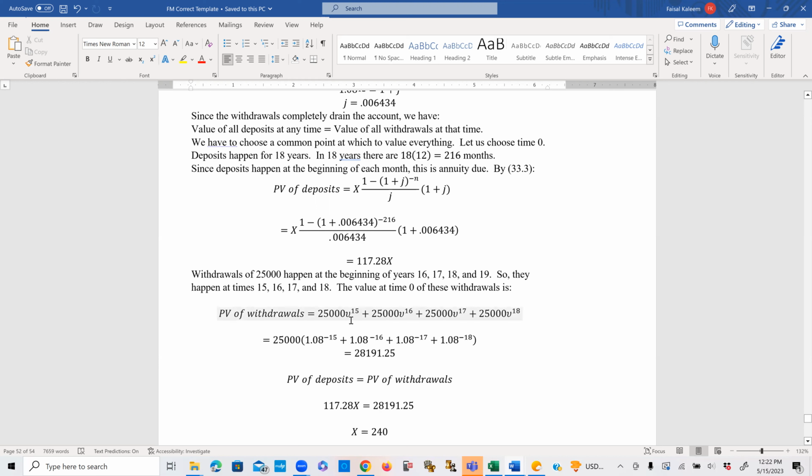So it would be 25,000 times nu to the 15. Similarly, for the second one, we'll pull it 16 years back. It would be 25,000 nu to the 16, and then 25,000 nu to the 17, and then 25,000 nu to the 18. And nu, we know, is (1 plus i) to the power negative 1. In this case, it would be 1.08 to the negative 1, since the interest rate is 8% annual rate. So we can factor out the 25,000 and get 1.08 to the negative 15 plus 1.08 to the negative 16 plus 1.08 to the negative 17 plus 1.08 to the negative 18.